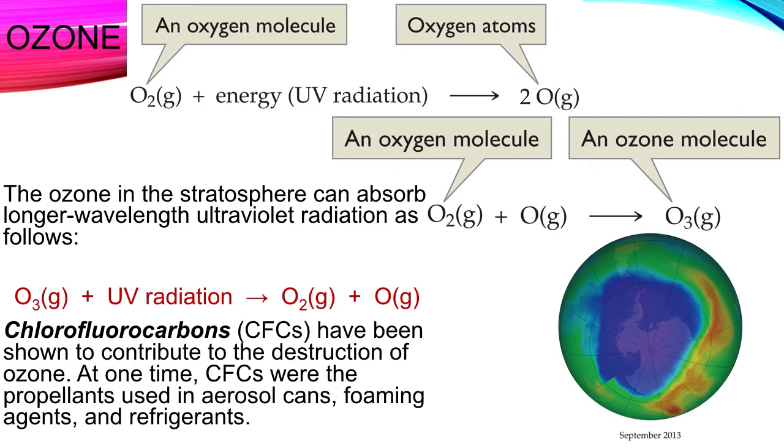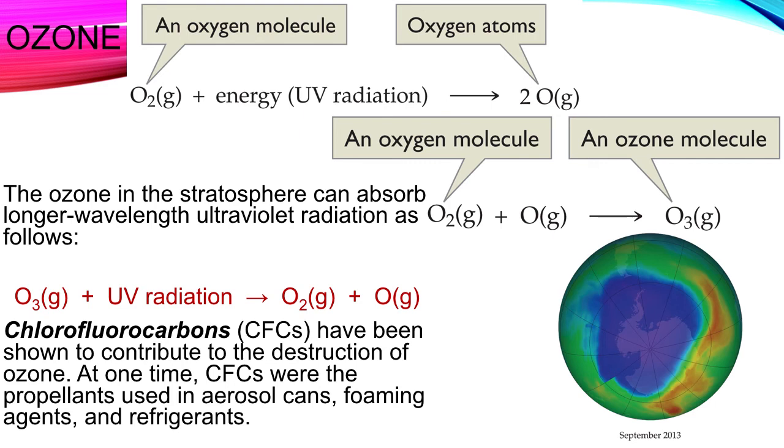You may have heard of the hole in the ozone layer. The hole in the ozone layer is caused largely by compounds called chlorofluorocarbons, or CFCs. These compounds break down ozone. They were used a long time ago as propellants in aerosol cans and also in refrigerants. These compounds get into the atmosphere and they break down the ozone layer.